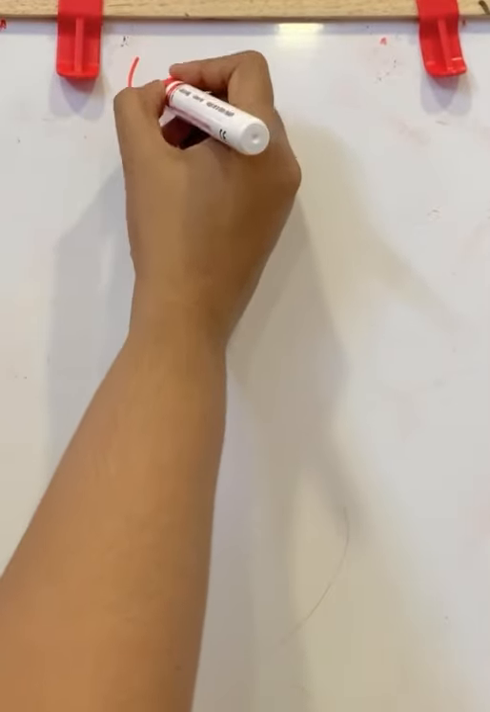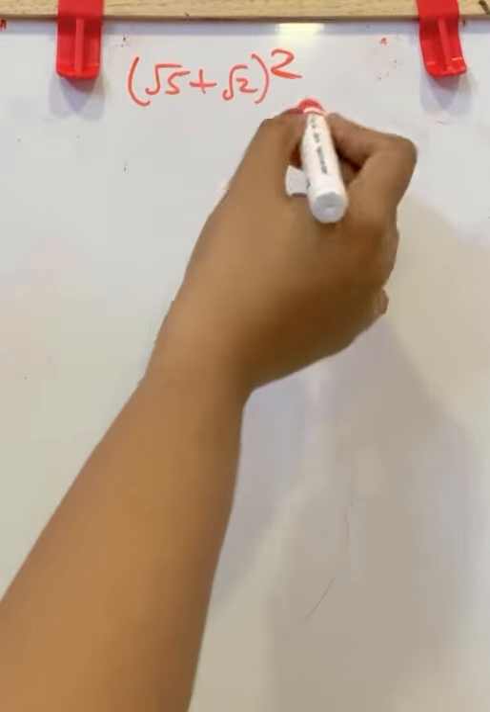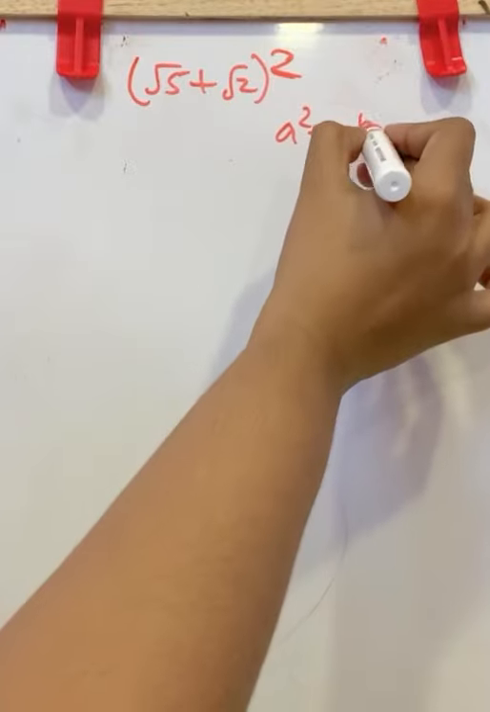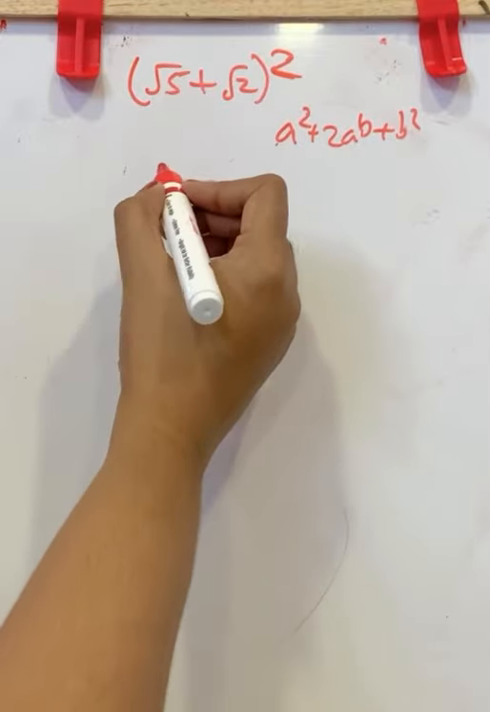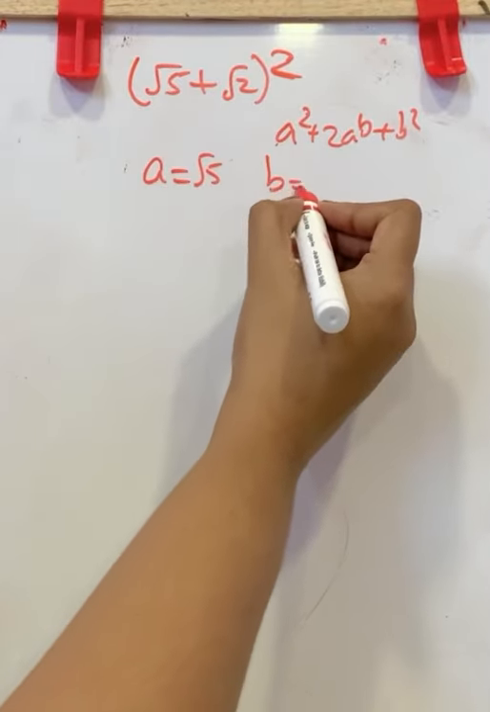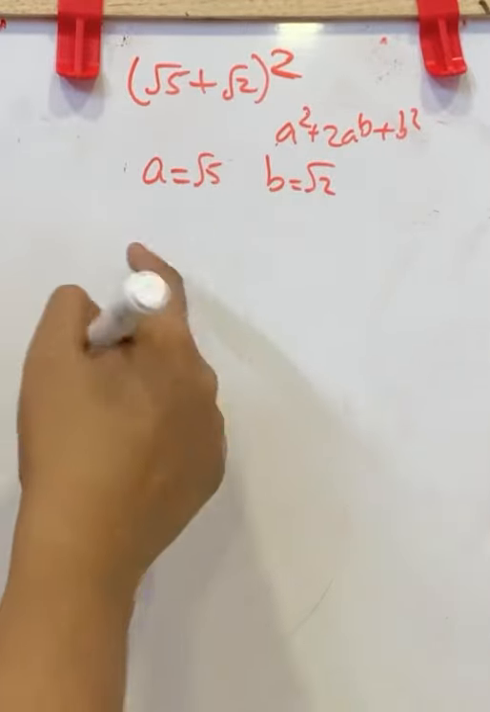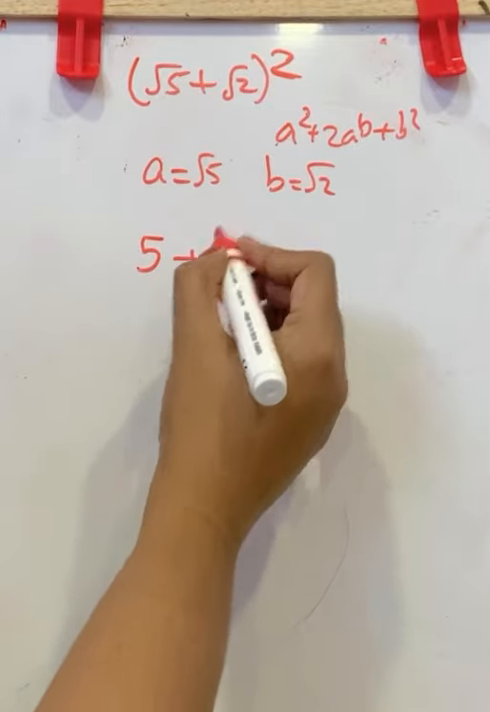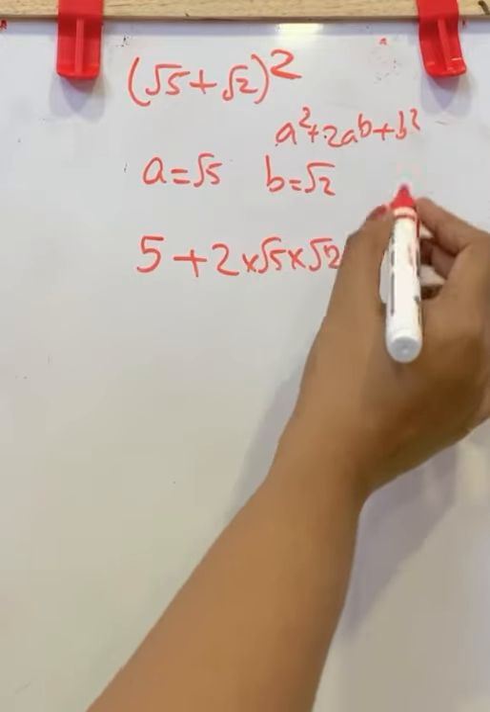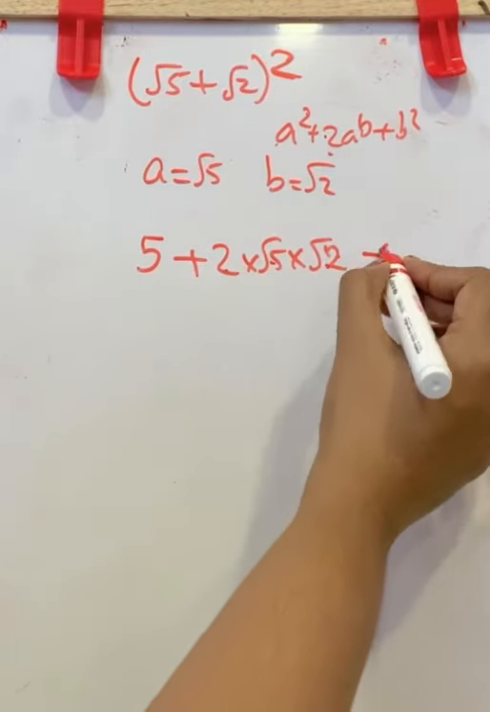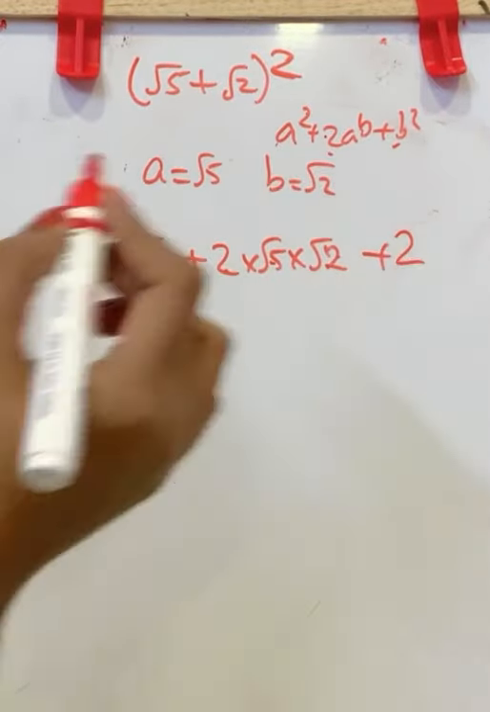Next is (root 5 plus root 2) whole square. This is the identity (a plus b) whole square, that is a square plus 2ab plus b square. Here a is root 5, b is root 2. So a square is root 5 square, root 5 into root 5, that is 5, plus 2 into root 5 into root 2, that is 2ab, plus b square, that is root 2 square, root 2 into root 2, answer is 2.